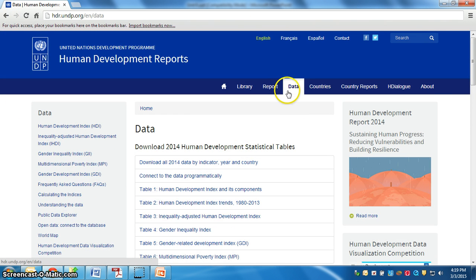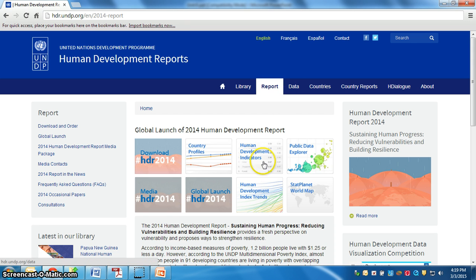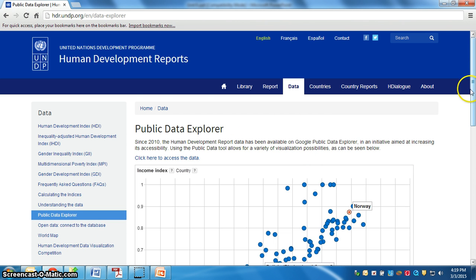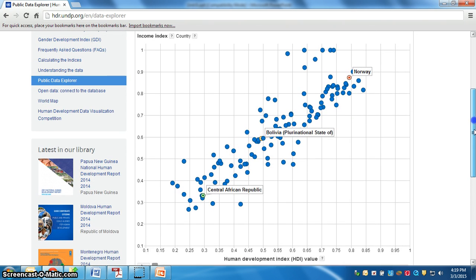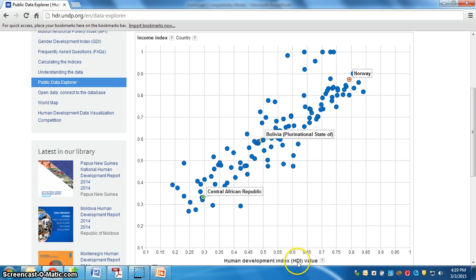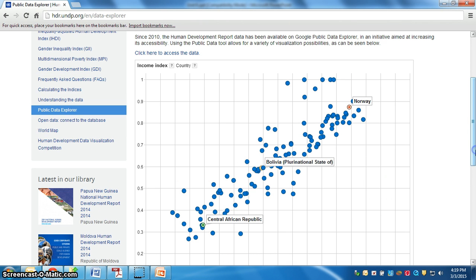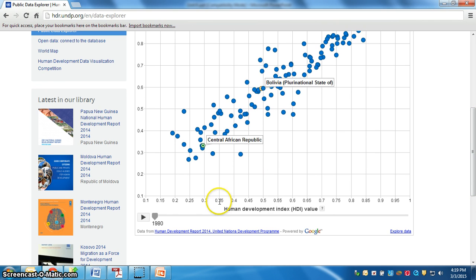If we move from our data to our reports, we can look at some pretty interesting charts and graphs. You can see the correlation between the Human Development Index value and, first, the GNI per capita, which would be the income index. It gives you a nice graph that shows a positive correlation: the higher the score on the income index, the higher the human development is going to be.